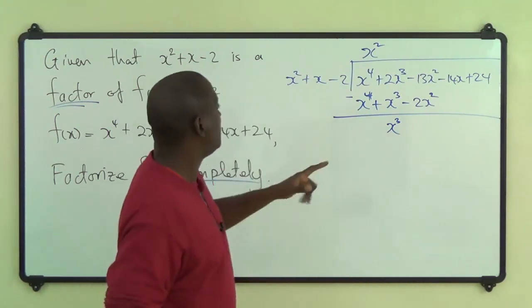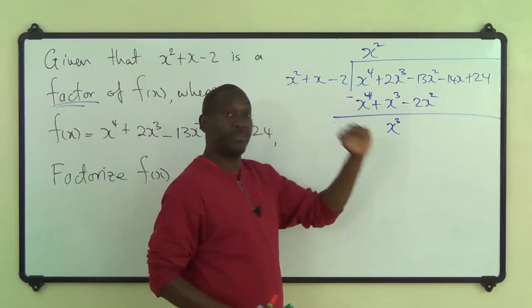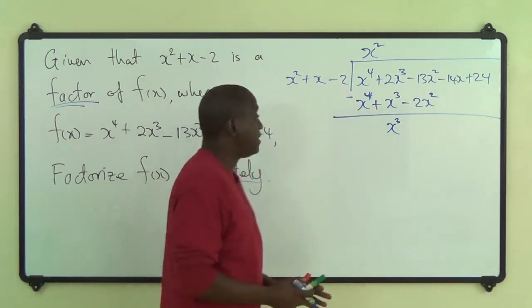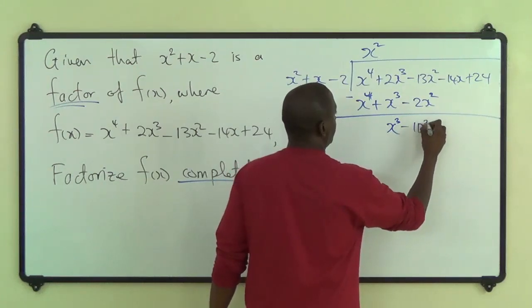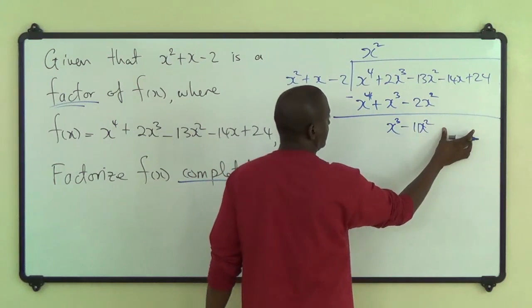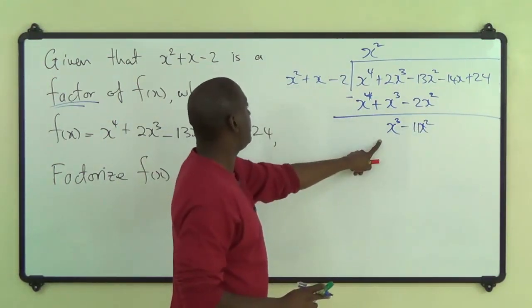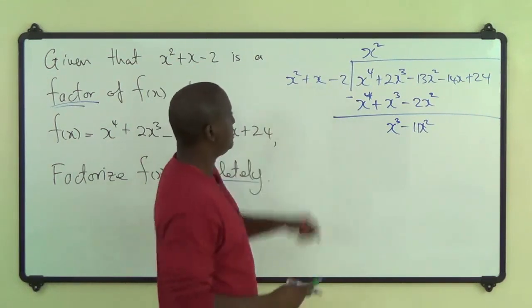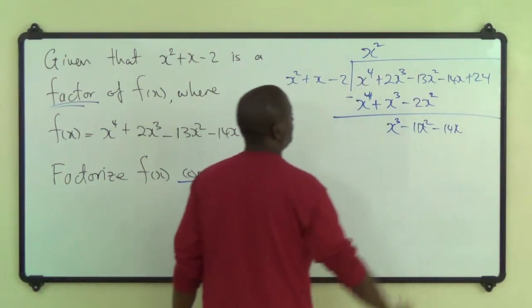Alright, so minus 13 minus minus 2 is minus 13 plus 2. Minus 13 plus 2 is minus 11. So you get minus 11x squared. And at this point, we can leave it like this. We don't need to bring down the minus 14x here, because we will just be dividing here. Actually, no, we need to bring it down because we have 3 terms here. Alright? So we have minus 14x here.